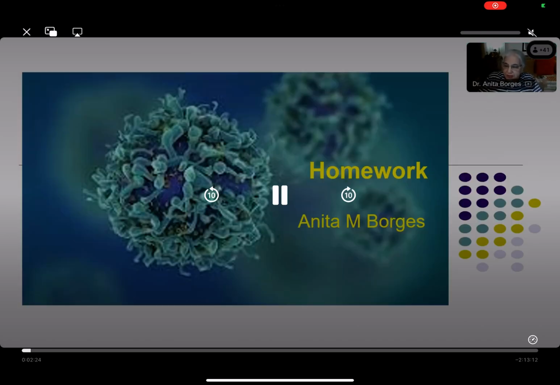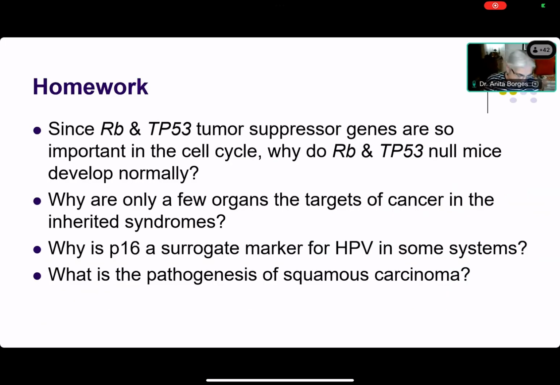Still, these are the questions that were asked. I think we have some answers in the chat box. Okay, so the first question was: since the RB and TP53 tumor suppressor genes are so important in the cell cycle, why do RB and TP53 null mice develop normally?